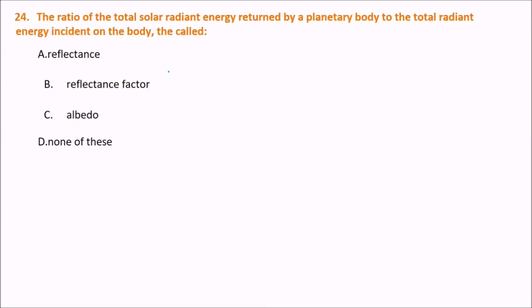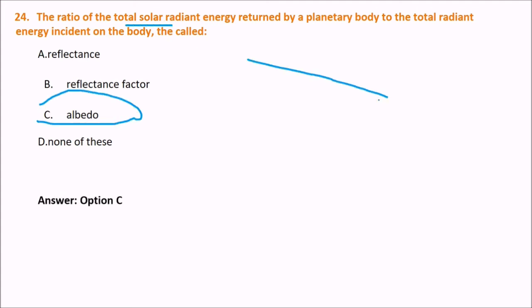The ratio of total solar radiant energy returned by a planetary body to the radiant energy incident on the body is called as what? The answer is albedo. The ratio of the total solar radiant energy which is returned by a planetary body to the total radiant energy incident on the body is the albedo.